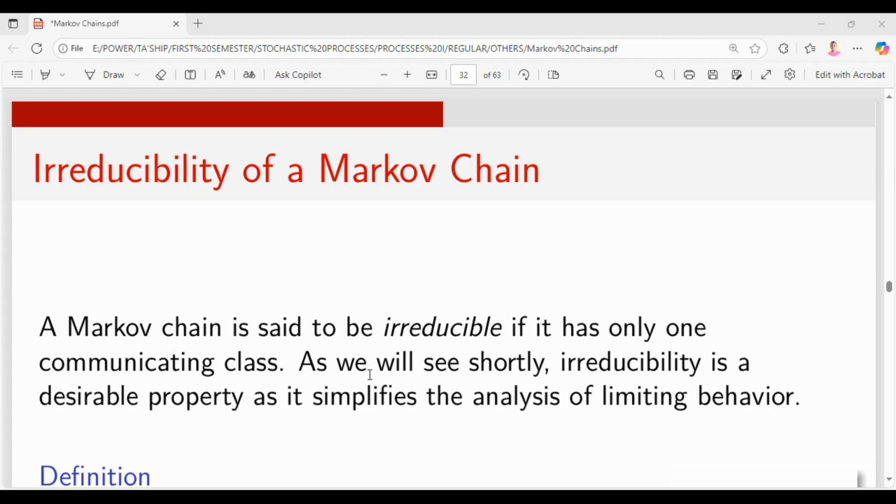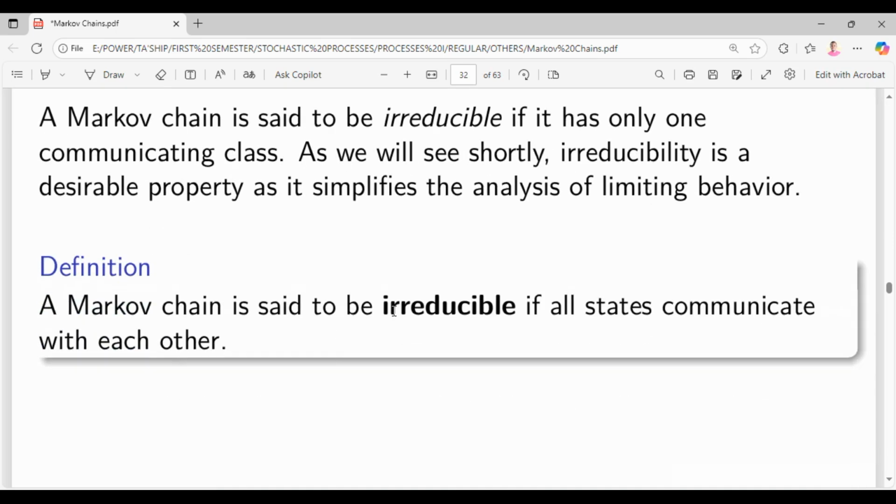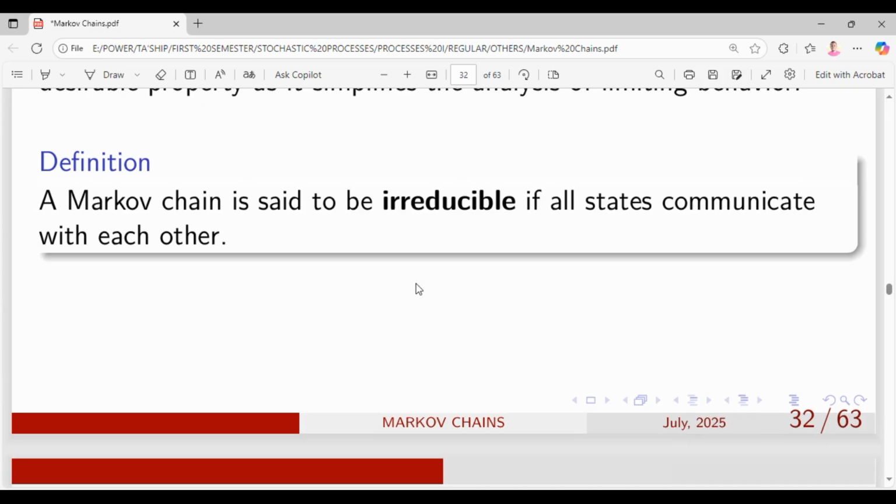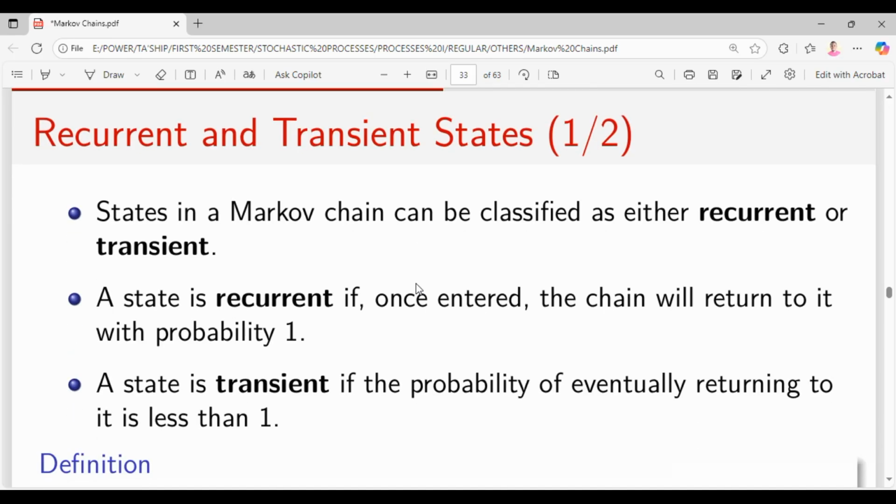As we will see shortly, irreducibility is a desirable property as it simplifies the analysis of limiting behavior. You may not understand this yet, but stay tuned when we get to limiting behavior. It's very important. It means that if there's only one communicating class in the Markov chain, then the Markov chain is irreducible. So this is the proper definition: a Markov chain is said to be irreducible if all states communicate with each other. Simple as that.